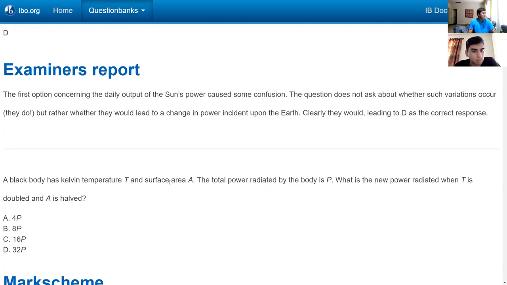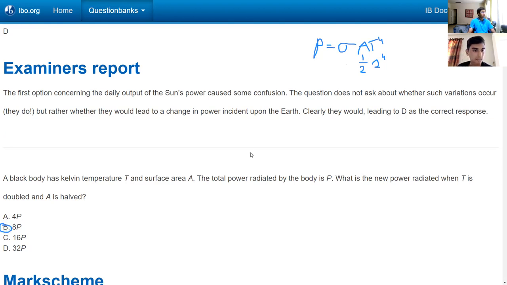A black body has Kelvin temperature T, surface area A, the total power radiated by the body is P. What's the new power radiated when T is doubled and A is half? Okay, so what's Stefan-Boltzmann? P equals sigma A T to the 4, right? A T to the 4, yes, yeah. Okay, let me write that down. So P equals sigma A T to the 4. T is doubled, right? So then we get 2 to the 4. That's 16. And then A half. Factor of 16, so 16 over 2, factor of 8. So 8P, I think. Mm-hmm. Yep.